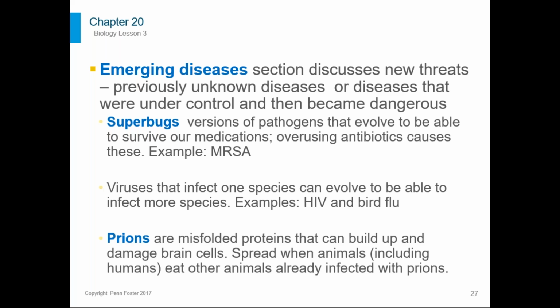And the third type of emerging disease mentioned are called prions. And these are kind of weird. They're not really a bacteria or a virus, but they're misfolded proteins, and that can build up and damage brain cells. And prions are spread when animals eat other animals that are already infected with them. So they do spread like other diseases.